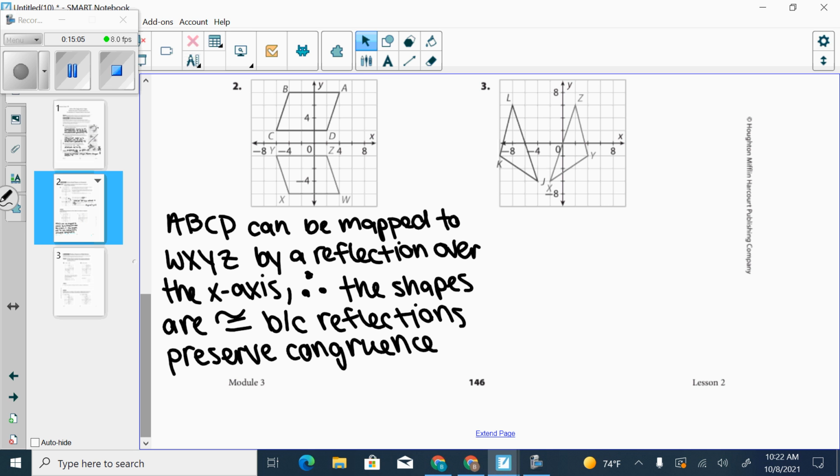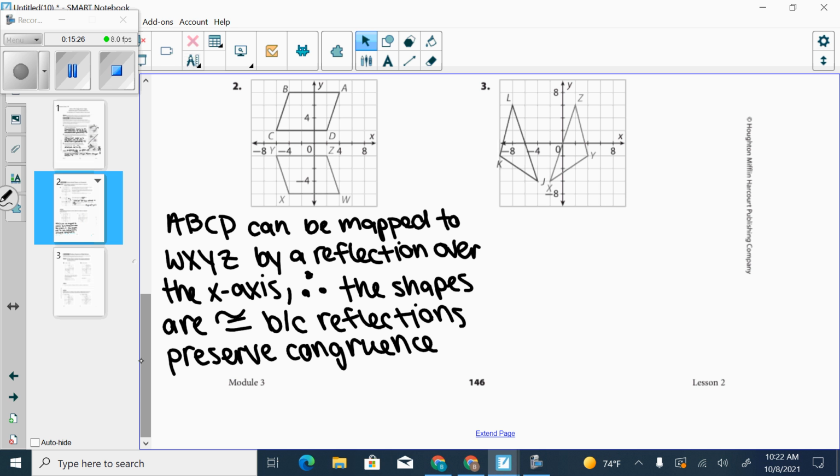Same idea here on number 3. We need to come up with some type of transformation if we think they're congruent. Do we think they're congruent? What kind of transformation could prove that? Reflection over what? Over x equals negative.